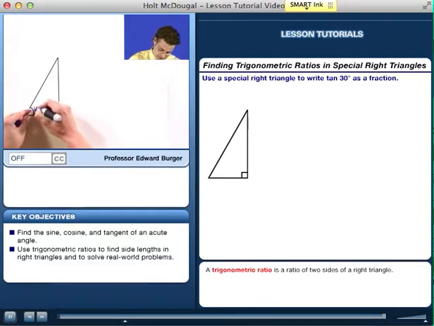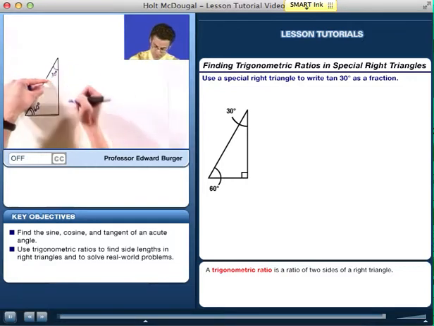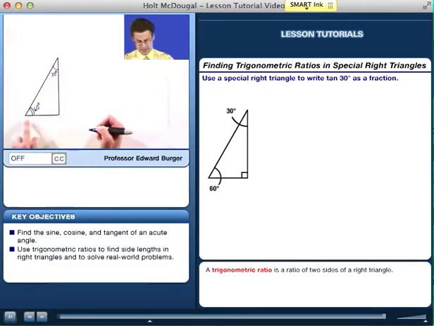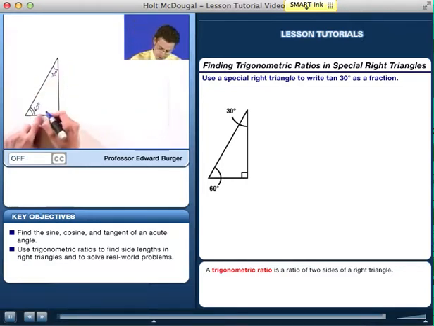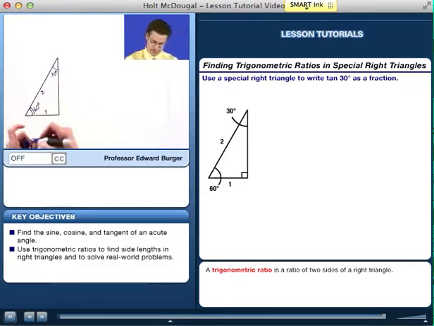Angles 60 degrees, 30 degrees, and this length right here is 1, and so this length right here is going to be 2. Why do I know that, by the way? Let me just tell you why.